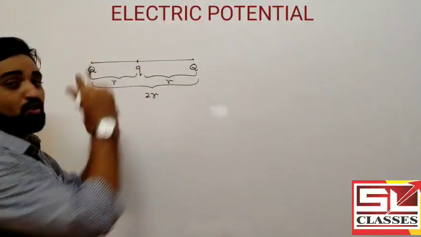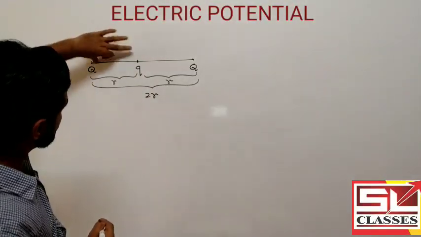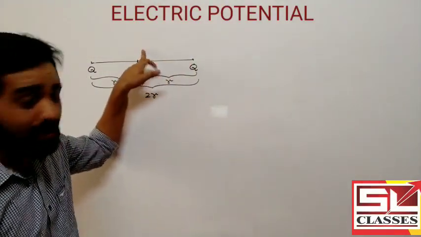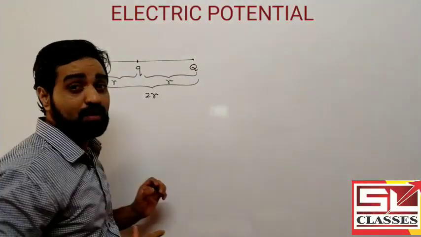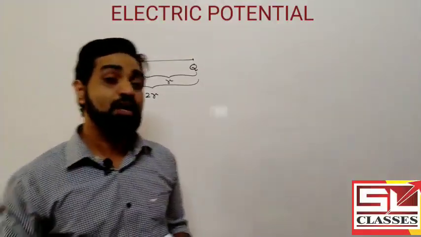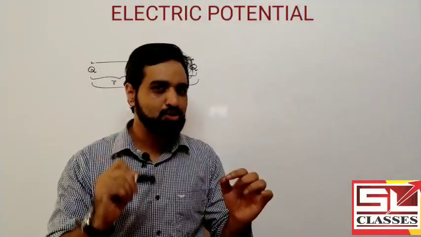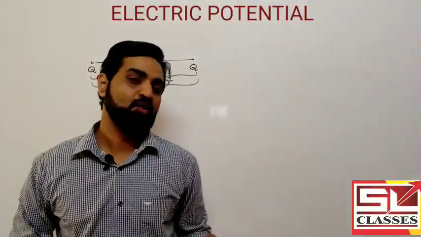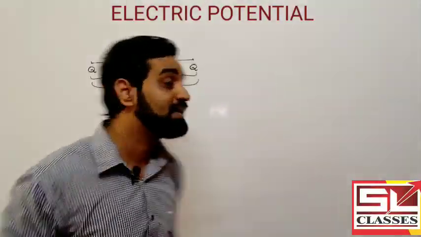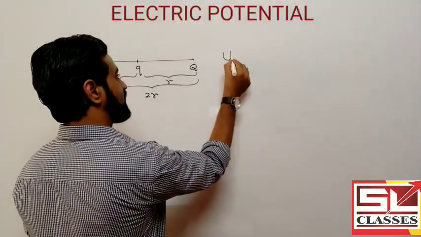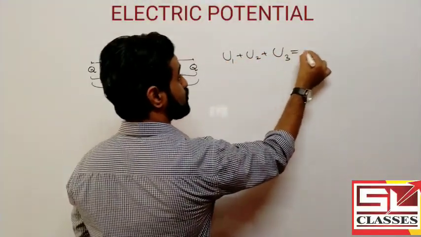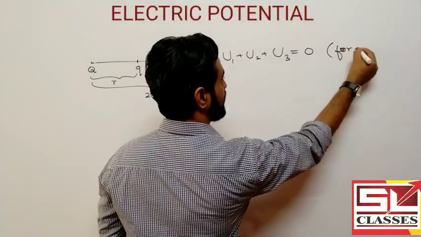There are three pairs of charges in this situation. This capital Q and small q constitute one pair. Then this Q and this q will be the second pair, and the capital Q and Q will be the third pair as well. For one pair of charges, we know the potential energy of the system is K into q1 q2 divided by r. We have to take the product of charges divided by the distance between them. That is the equation for potential energy. So in this system, there are three potential energies, U1, U2 and U3. And for equilibrium, their total value should be zero. This is the condition for equilibrium.